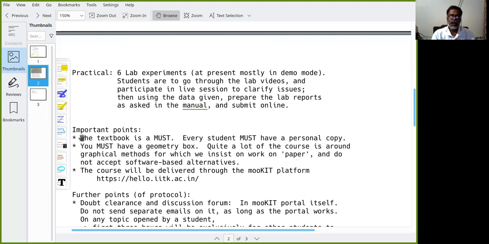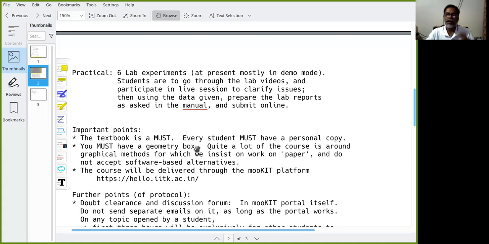Now, as I told you, the textbook is a must, and every student must have a personal copy. You must have access to the book, not only for studying, of course, studying is most important, but at times there may be references to a page number or question number of that book. And you must have a geometry box, the instrument box, of this type, in which you have pencil, you have divider, you have a compass. Can you see the compass? Okay. You have a compass. So these things, protector, and so on. So you must have a geometry box which you will need to use quite often.